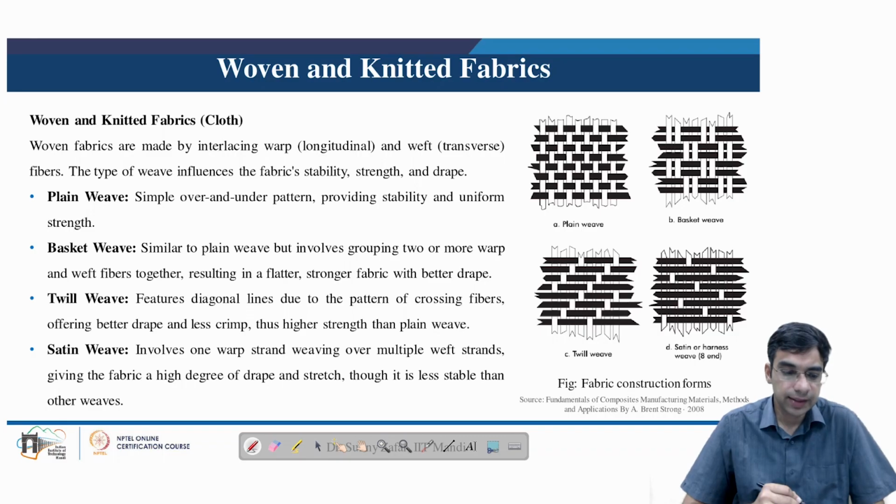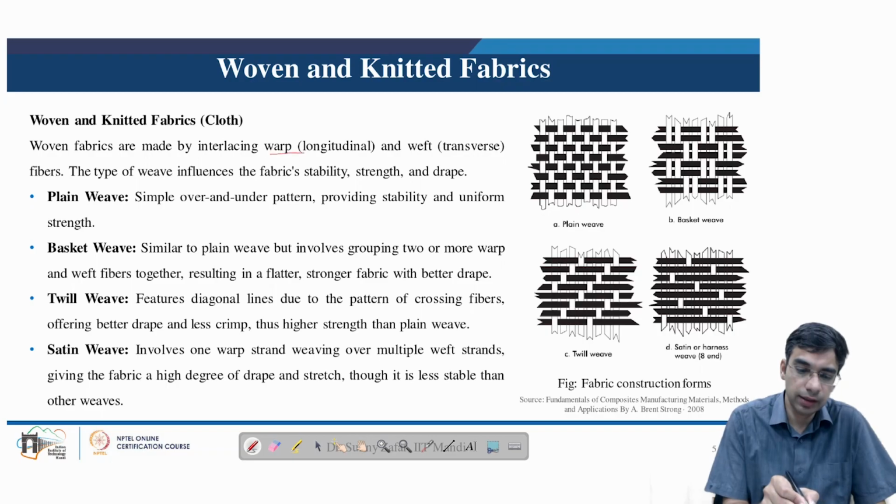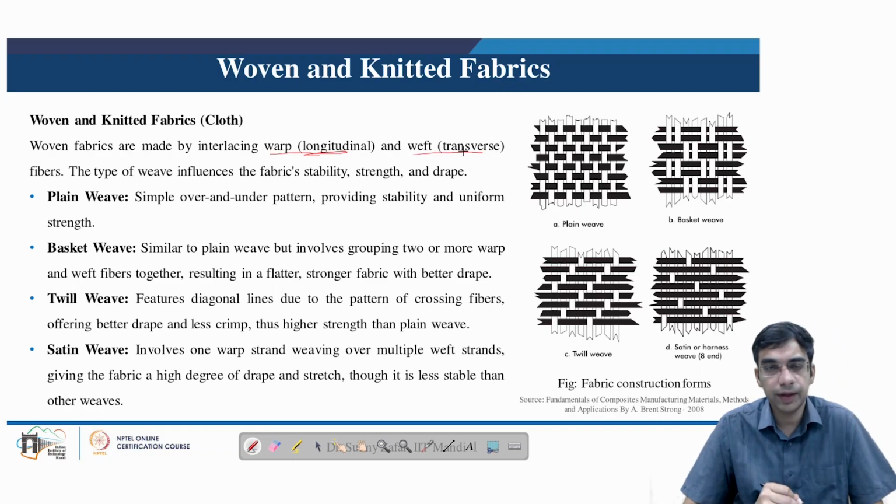And woven fabrics are made by interlacing warp, which is the longitudinal interlacing, and the weft, which is the transverse interlacing of the fibers. So the type of weave also influences the fabric's stability, strength and drape. Drape is basically the ability of the fabric to conform to the shape of the mold whenever it is placed inside the mold for various closed or open molding manufacturing processes for composite parts.